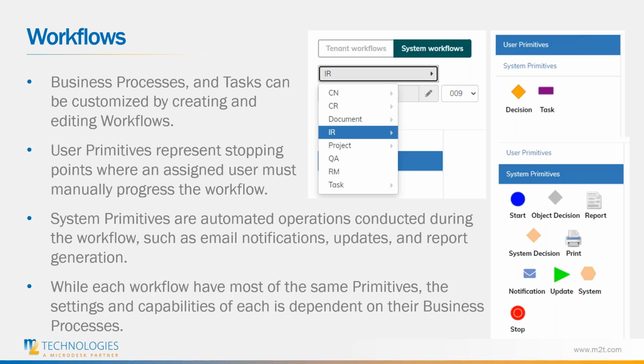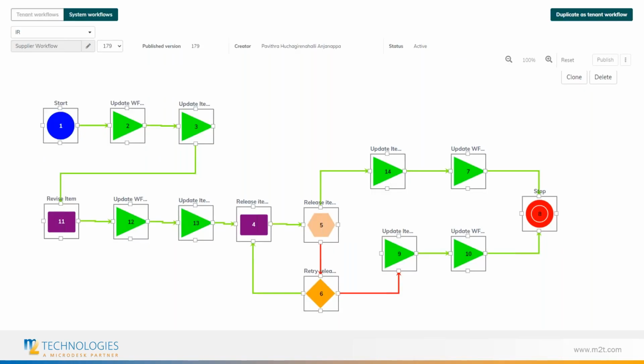User primitives will mark a point where it will be assigned to a user or a group of users, and someone will need to manually progress the workflow by stating that a task has been completed or by making a decision. The system primitives, however, those are going to be automated options run by the computer in the background that range from notifications to updates to full system decisions. Here we can see an example of one of these workflows going from start to end with everything linked in series.